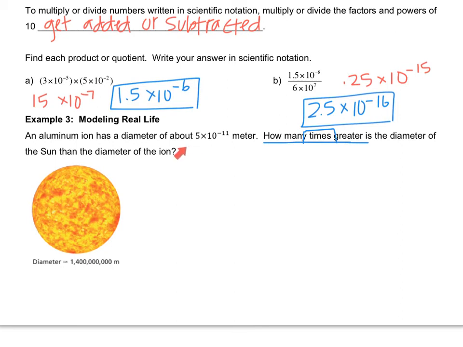They give me this number in scientific notation. They give me the diameter of the sun as this crazy long standard form with zeros and commas. So let's use our skill and turn the sun diameter into a scientific number. So it's going to be 1.4 times 10, and then I have to figure out how many decimal places there are, which is 9. It's not the number of zeros, it's the number of decimal places. So I'm going to take the diameter of the sun, and I'm going to divide by the diameter of the aluminum ion.